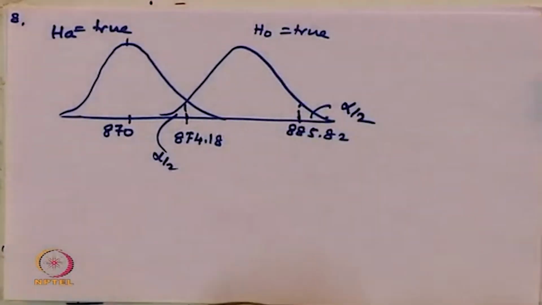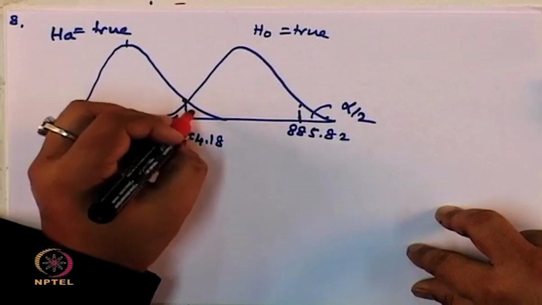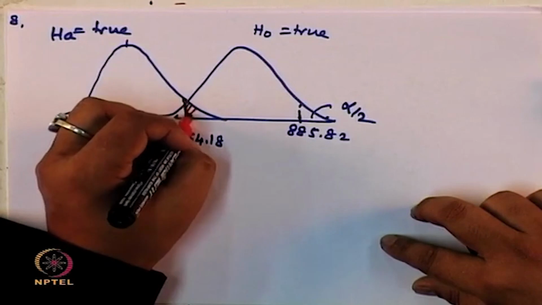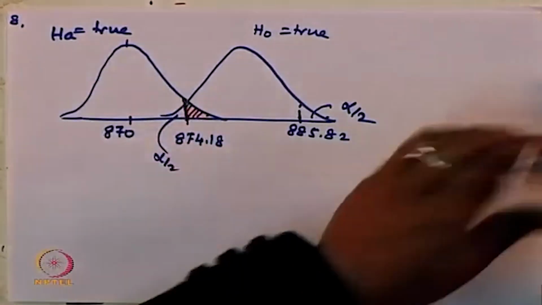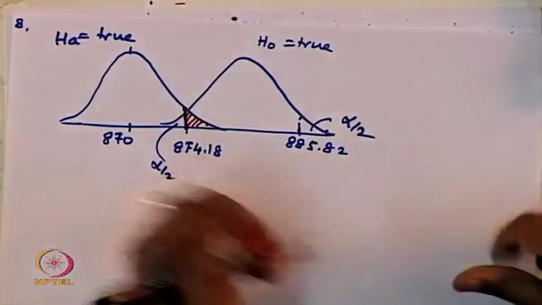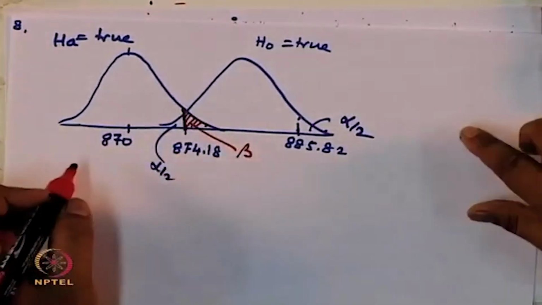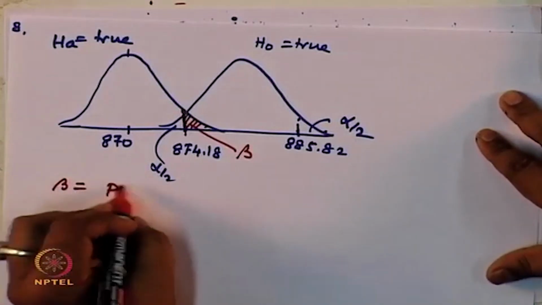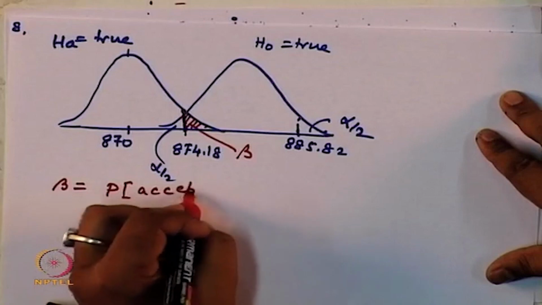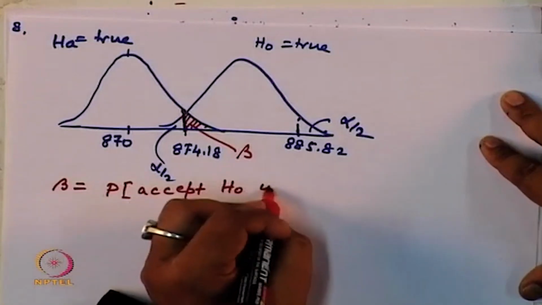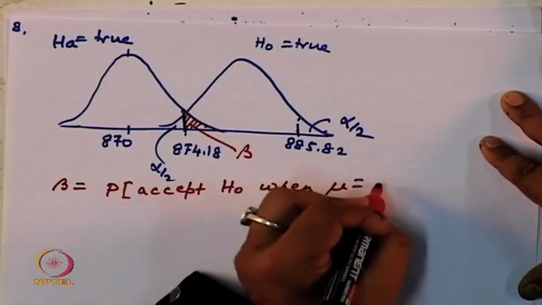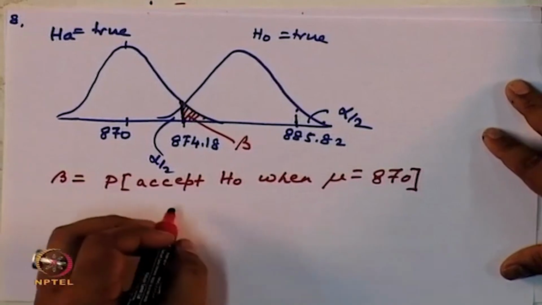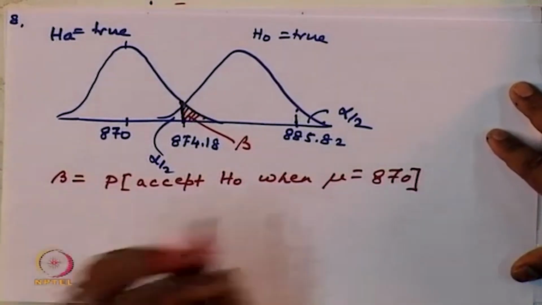But I can extend this point high up and calculate the total area under this part of the curve. This has to be beta. Why? Because beta is the probability of accepting H naught when mu equal to 870.